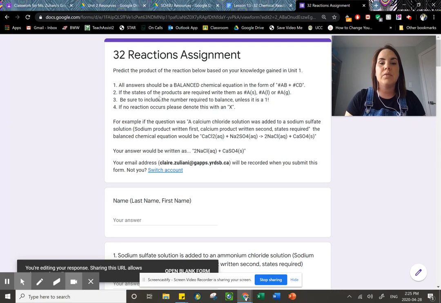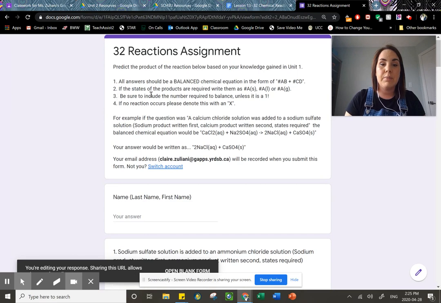It says if the states are required of the products, write them as, okay, so same thing, the number, the formula, and again, no space in between the state and the formula, okay? So it's the number, the formula, right away you're going to put your bracket and either S, L, G, AQ, whatever state that's required, okay? So it should look immediately like that.